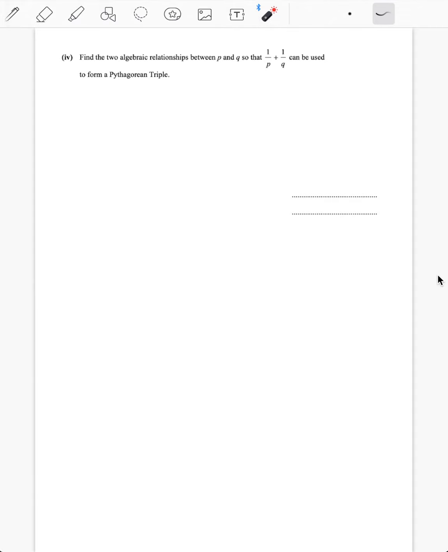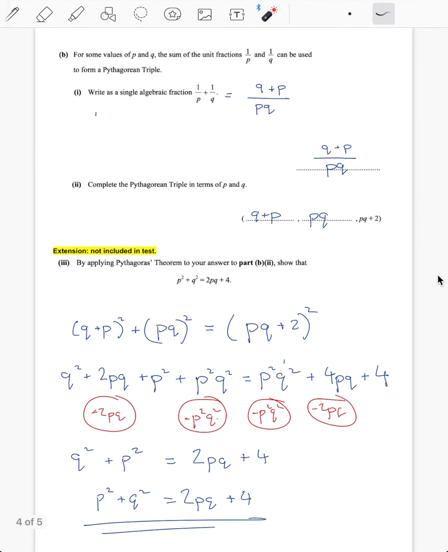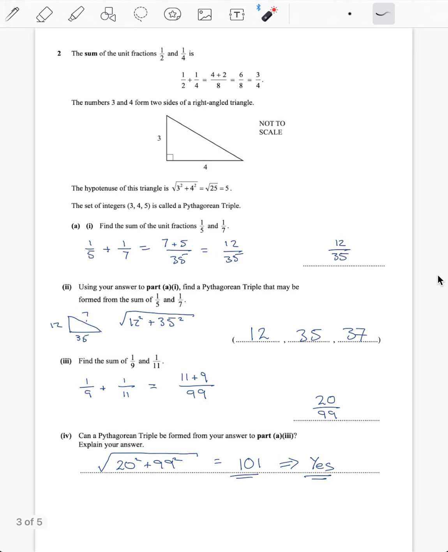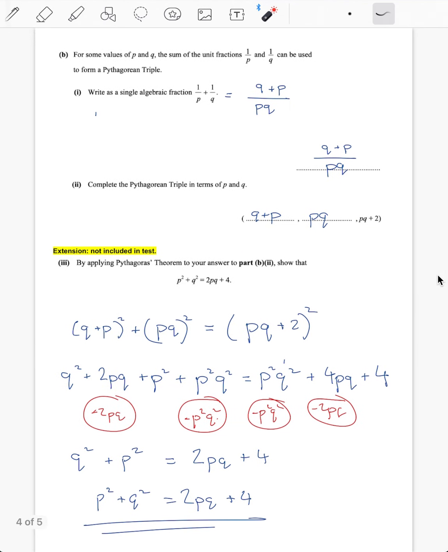Okay, find two algebraic relationships between p and q so that 1 over p plus 1 over q can be used to form a Pythagorean triple. Okay, so now we're going to look to factorize this. And I was a little bit unsure on kind of how this worked, and I did have to go back and look at the numbers that I'd used previously in order to piece it together before I then kind of spotted how it was going to work.